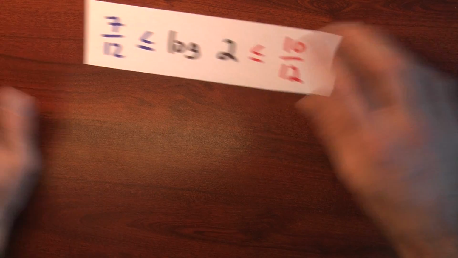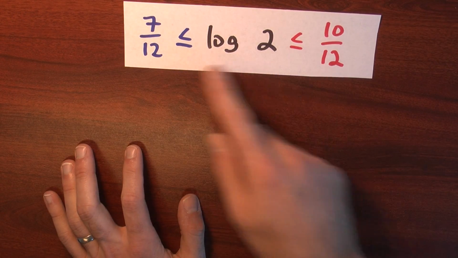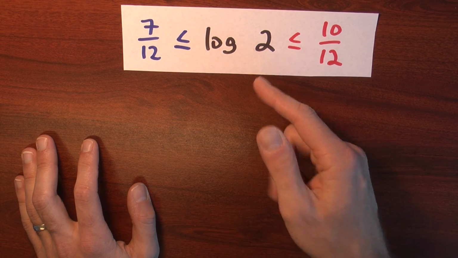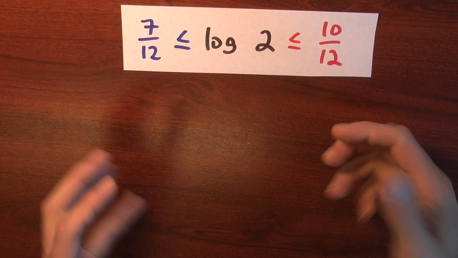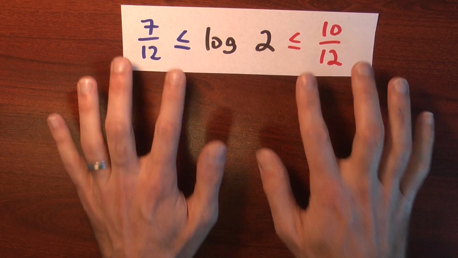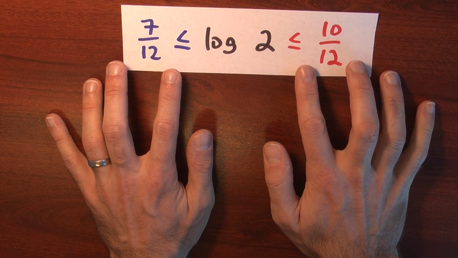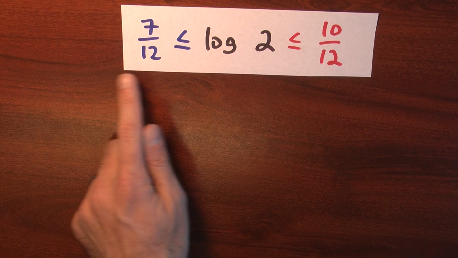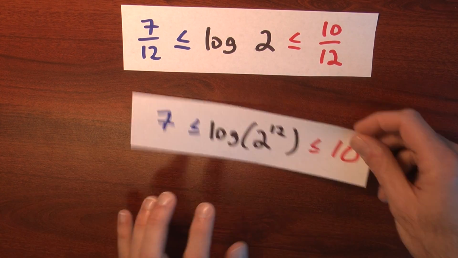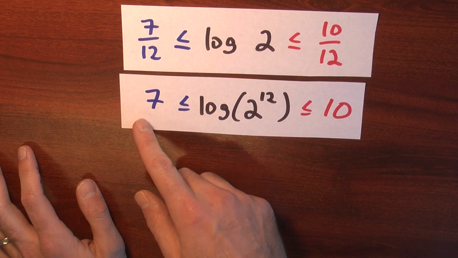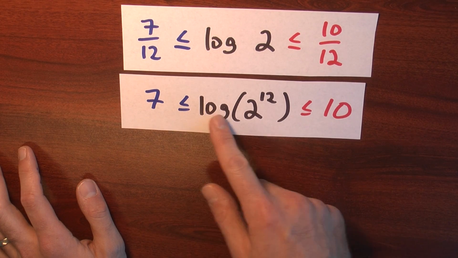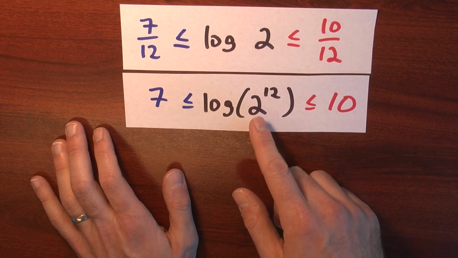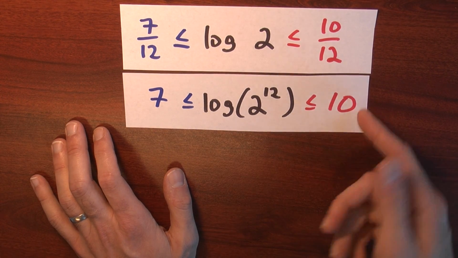What I've really done is I've shown this inequality. But this is just coming because I've expressed log 2 as the value of an alternating series, and alternating series provide these very convenient error bounds on my estimates. I could multiply everything here by 12, and that would tell me that 7 is less than or equal to 12 times log 2, which by properties of logarithms is the log of 2 to the 12th, and that's less than or equal to 10.